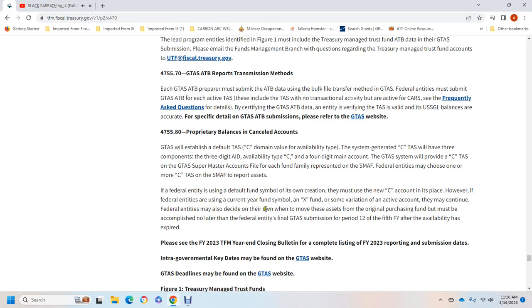A federal entity for the default fund with the symbol of its own may create the C fund in its own place, with the federal entity for the current year fund X fund, with the sum of the variation of active accounts. The federal entity decides only when they move the use of the asset; the original purchasing funding must be accomplished no later than the federal entity's final government treasury accounting symbol submission for period 12 of the fiscal year in which the availability has expired.